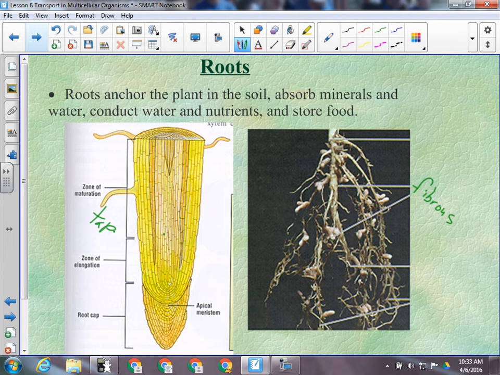A taproot is a single deep root with maybe a few little root hairs coming off of it. A carrot is a taproot. A turnip, a beet, those are taproots. Dandelions have taproots. If you've ever pulled up a dandelion, it's got that long white root underneath. It may have a few other ones, but it usually has one central long root. Canada thistle also has a very deep taproot, in fact.